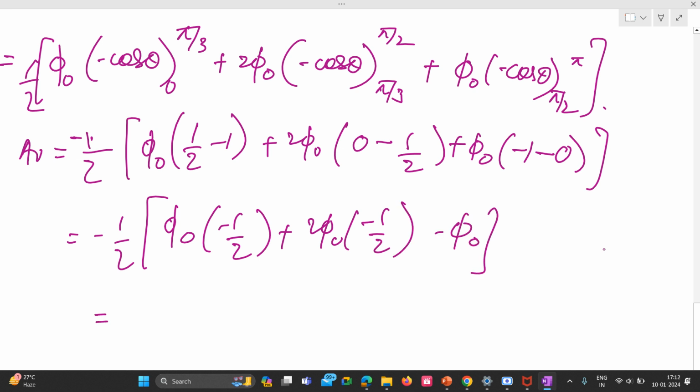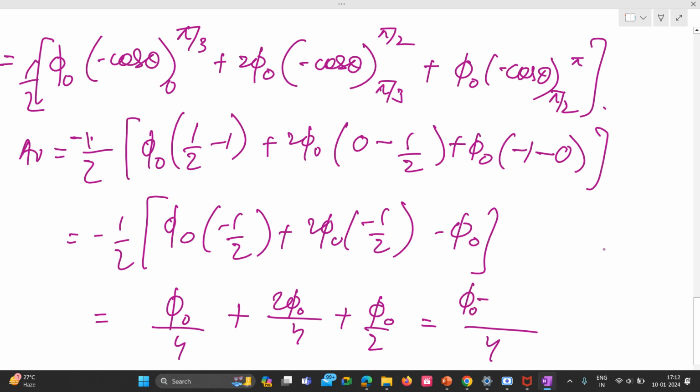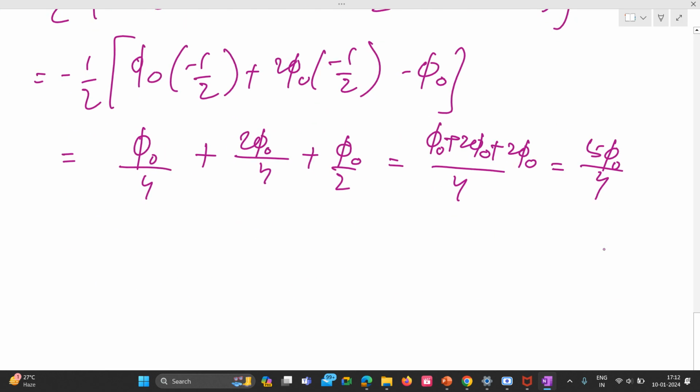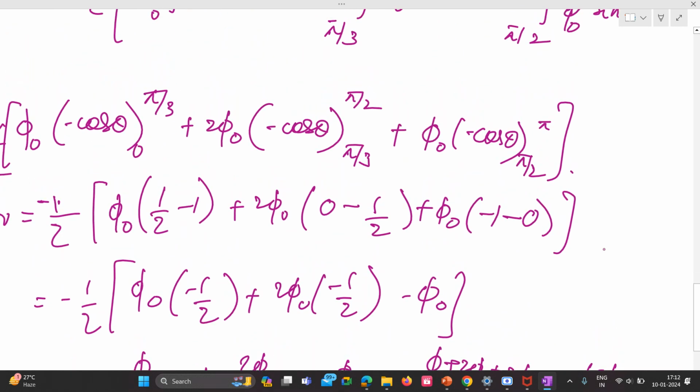So minus, if I multiply phi naught by 4, plus 2 phi naught by 4, plus phi naught by 2, that will be 4. If I take the LCM, phi naught plus 2 phi naught plus 2 phi naught, that is 5 phi naught by 4, isn't it? 5 phi naught by 4, is it correct? Or did I make a mistake? I think I made a mistake somewhere.